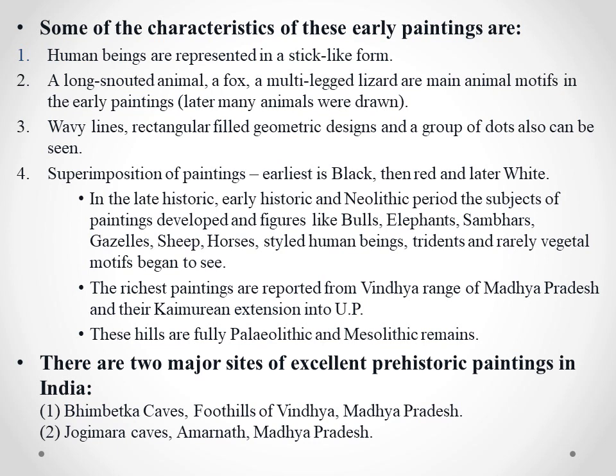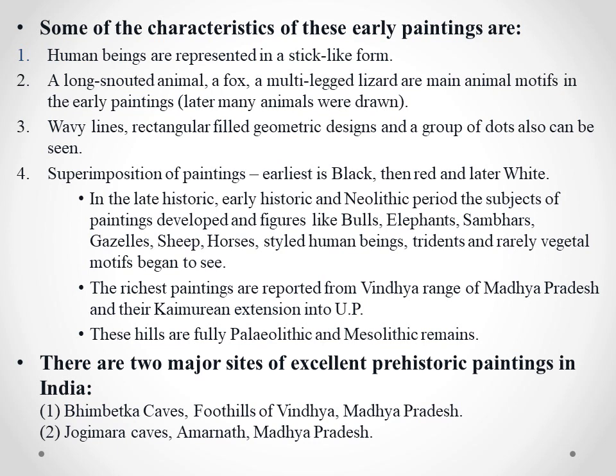style human beings, trident, and rarely vegetal motifs begin to be seen. The richest paintings are reported from the Vindhya ranges of Madhya Pradesh, and their extension into UP. These hills have rich Paleolithic and Mesolithic remains.